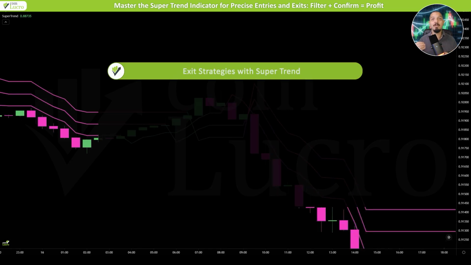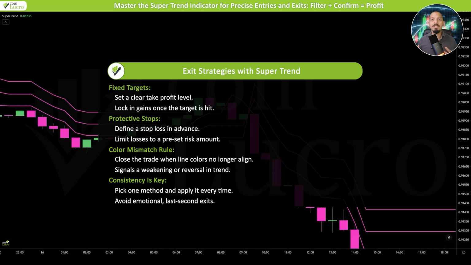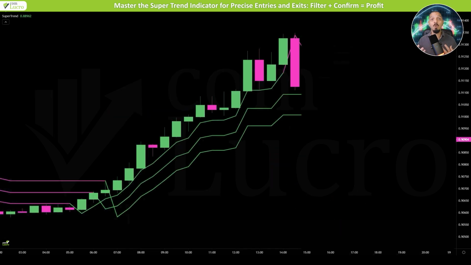For our exit signal, there are actually a lot of ways you can do this. The first one is to set a take profit or stop loss, so you close your position if your trade reaches a certain amount of profit or loss. Another way is if the color of the lines no longer matches. In this example, all the lines are green, so you take a buy position. Next, one of the lines switches to red, and now that the lines no longer match, this is where you want to close your buy position.